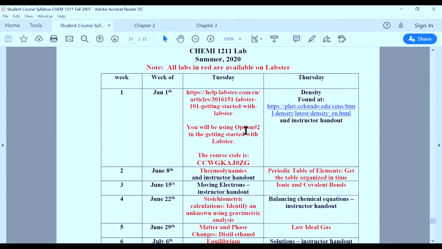Here's our schedule. Sometime today, not now, but later today, before Thursday, actually next Tuesday, because that's when you'll need it, you should log in and make sure you're able to set up your course and log in to Labster. Also Thursday, I'll talk about density, and I have a handout which I finished this morning. It looks really good. I think you'll like it. And here's a link. There are better links also in the lab I have. And that's our lab for this morning.